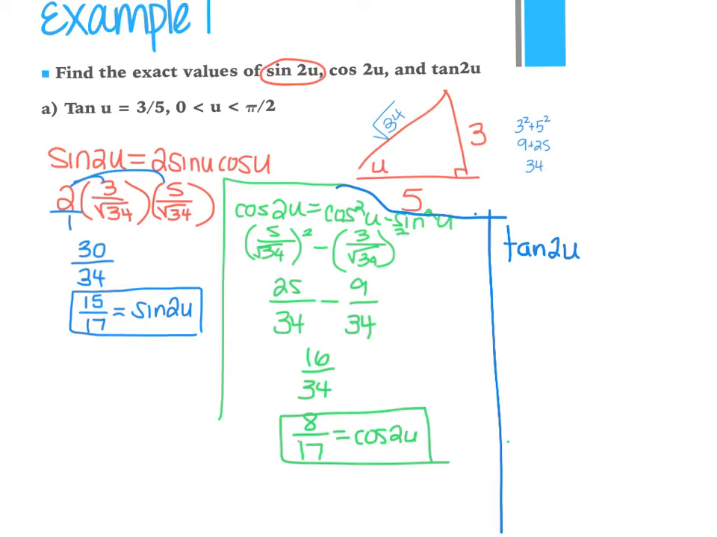But I'll tell you right now, on your quiz, you're only going to get asked for one of these three. So you're not going to have to build one, build the other, and then use it. So I'm going to go straight from scratch and start from the equation, okay? So the tangent of 2u, what's my equation?